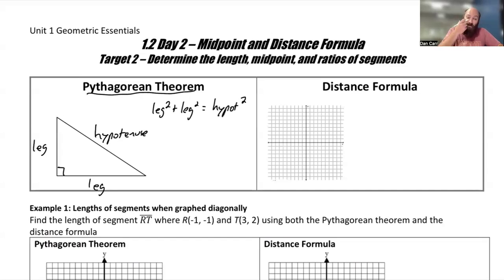Now, last time you might see this where if I call this leg A and this leg B, the hypotenuse C, you'll see it as A squared plus B squared is equal to C squared. The distance formula is actually an application of this.